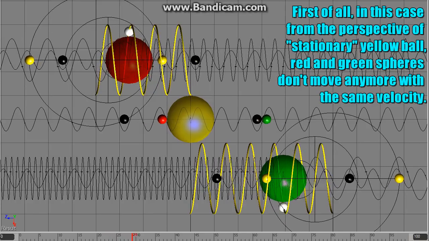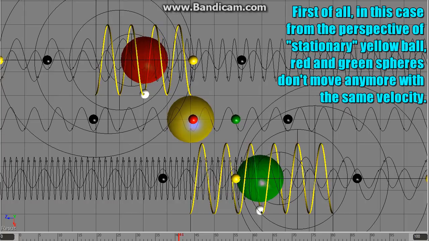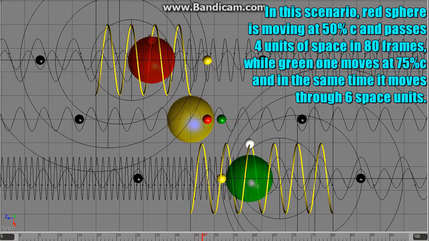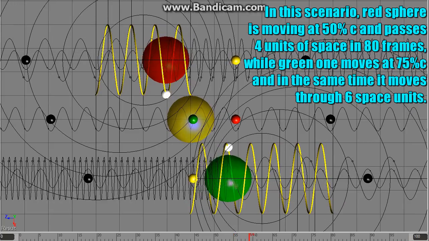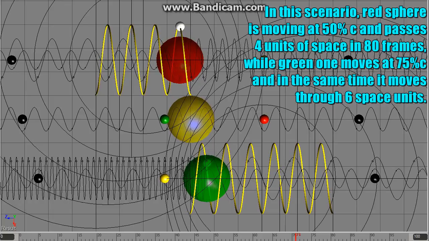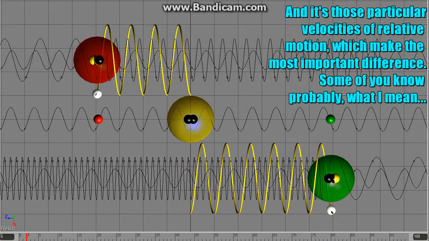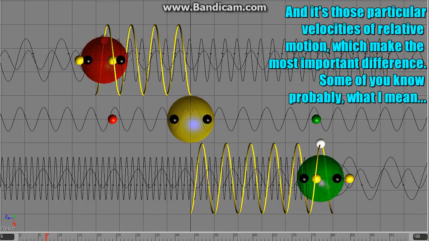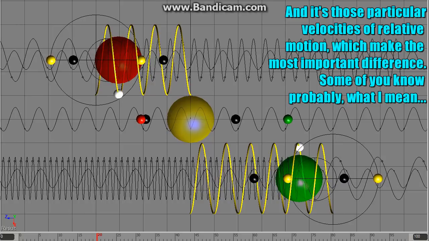First of all, in this case, from the perspective of the stationary yellow ball, the red and green spheres don't move anymore with the same velocity. In this scenario, the red sphere is moving at 50% of c and passes 4 units of space in 80 frames, while the green one moves at 75% of c and in the same time it moves through 6 units of space. And it's those particular velocities of relative motion which make the most important difference. Some of you probably know what I mean.